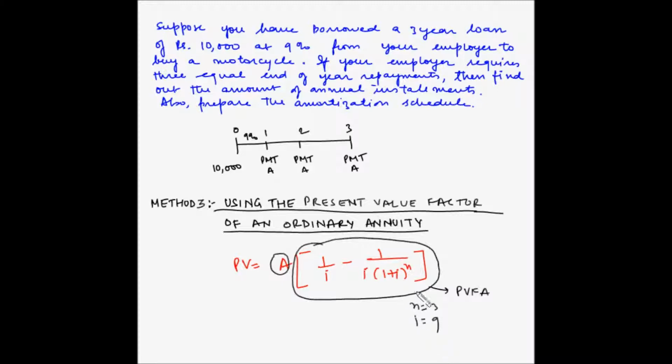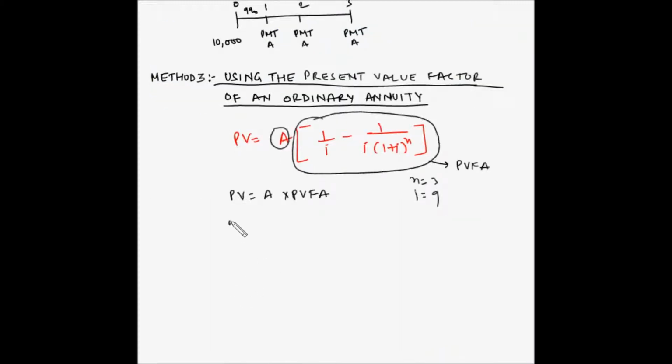So let's look at the table for present value factor of an annuity and find out this value. And once you find out this value, basically the formula becomes PV is equal to A into PVFA, or A is equal to PV divided by PVFA. So we know this is 10,000, and once we know PVFA, then we can calculate the payment amount.